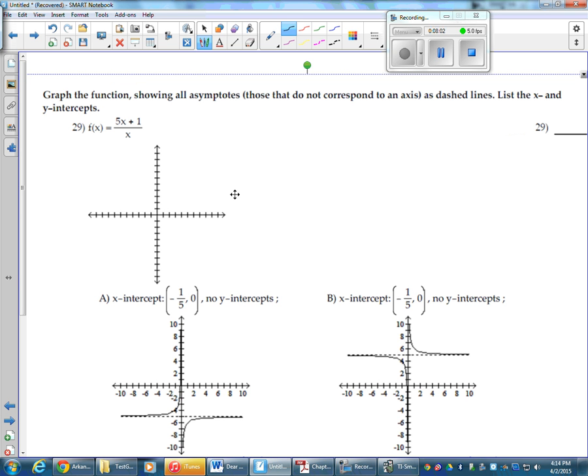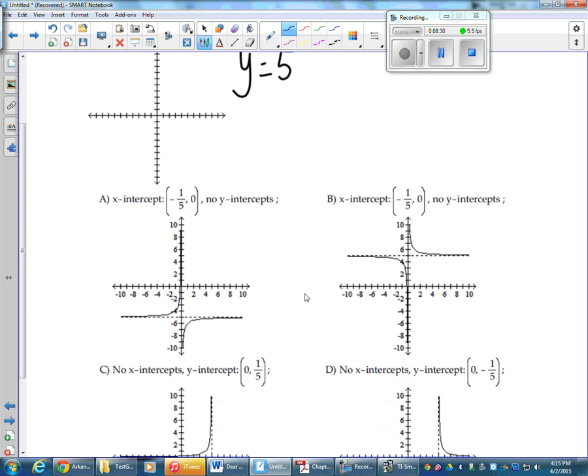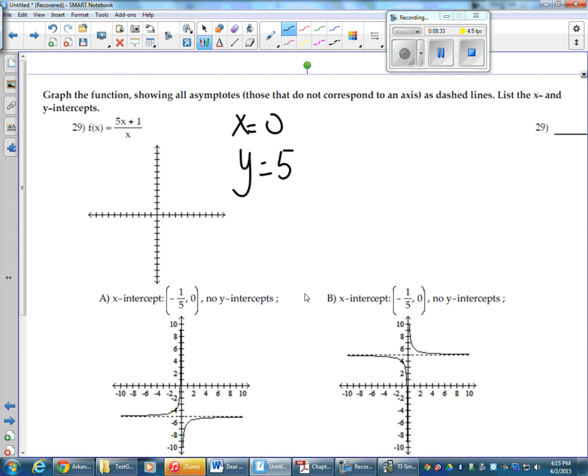29 asks me to graph this, showing all asymptotes that do not correspond to an axis as dashed lines. List the x and the y intercept. Okay, if I look at the bottom, x equals 0, so my y-axis is going to be a vertical asymptote. And then the degree of the top and the degree of the bottom are the same. So y equals 5 divided by 1, if I look at my coefficients. y equals 5 is going to be my horizontal asymptote. So it looks like my choice is going to have to be B. That's the only one that has y equals 5 as a horizontal asymptote and x equals 0 as a vertical asymptote.